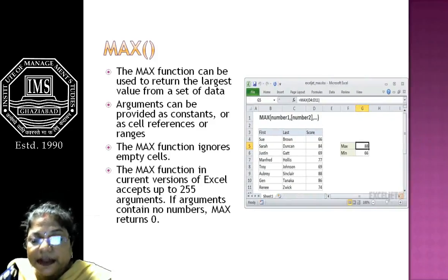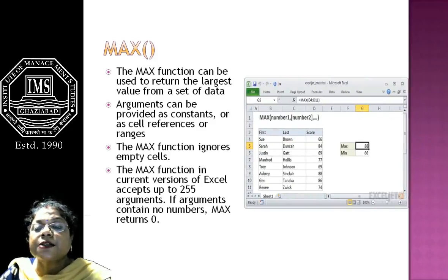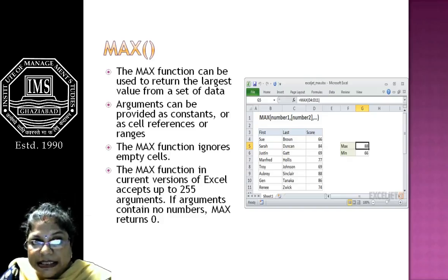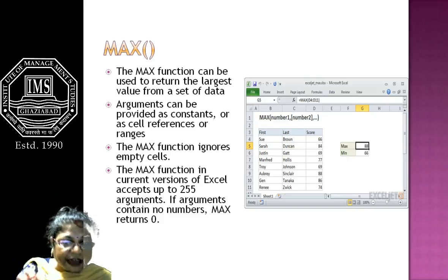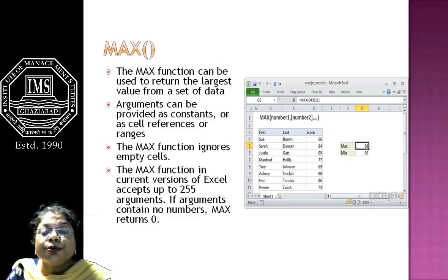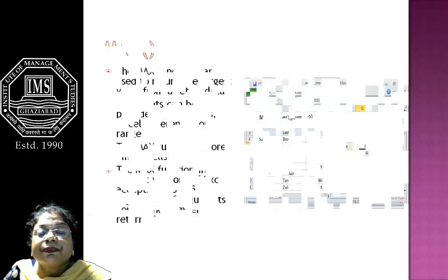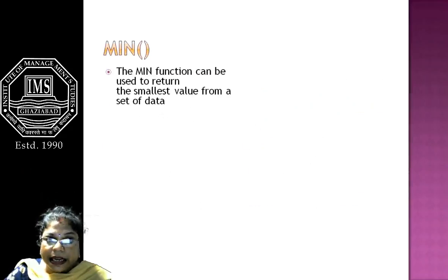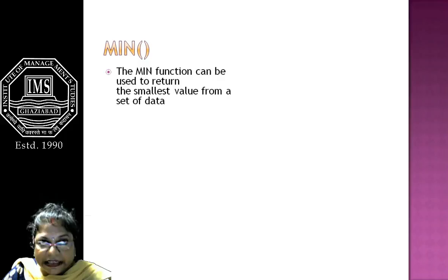In the example, it is showing that the range has been defined from D4 to D11, and it is going to count the maximum value which is defined in the range of cells, that is between D4 to D11. Next function is MIN. It is just the opposite of the MAX function.